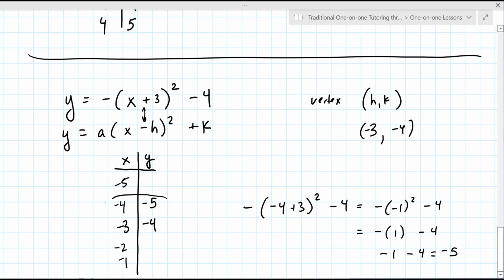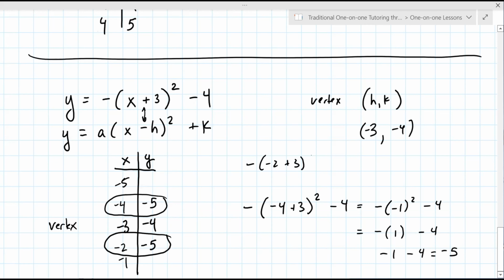So there's symmetry. This point goes along with this one down here, because we're surrounding the vertex. Right. So this is also -5. And you could calculate it. In fact, why don't we do that?